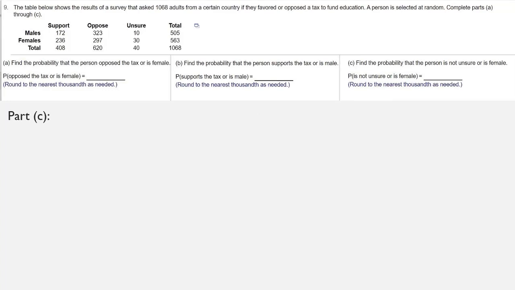For part C, this one's a little different. And you could totally do it the same way we've been doing, but there's an actual easier way to do this one. The probability that the person is not unsure or is female. So not unsure means that they either support or oppose, right? We have a column for unsure. Not unsure would be the other two columns combined.